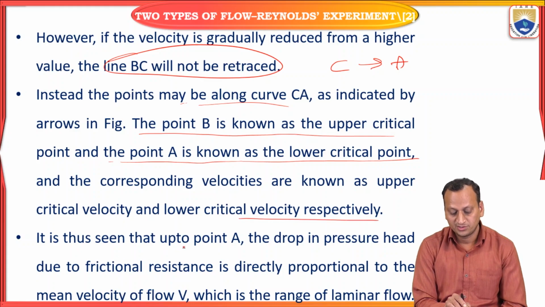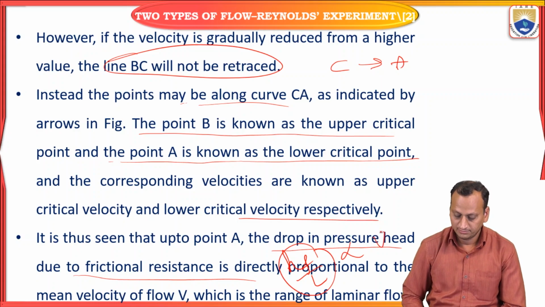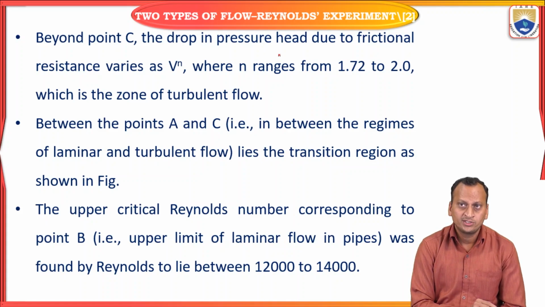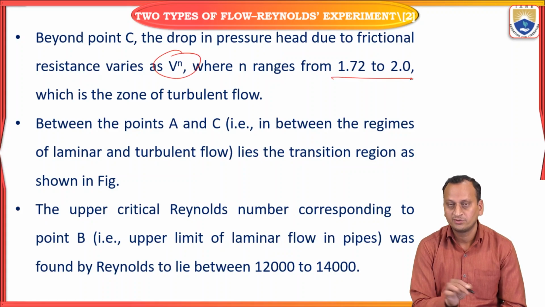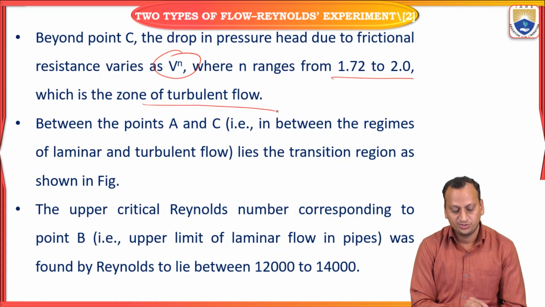It is seen that up to A, the drop in pressure head due to frictional resistance is directly proportional to the velocity, so the loss of head due to friction, HF by L, is directly proportional to the velocity. Beyond point C, the drop in pressure head due to frictional resistance varies as V to the power n, where n is between 1.72 and 2. So this zone is the fully turbulent zone. Between points A and C lies a transition region.